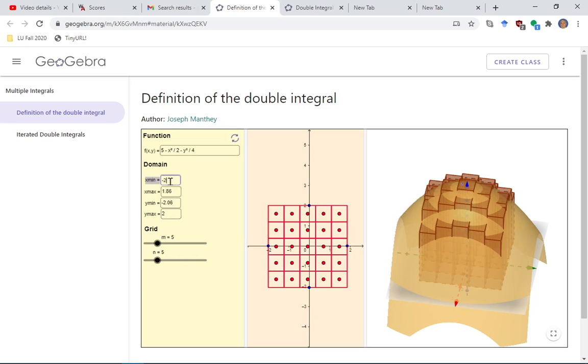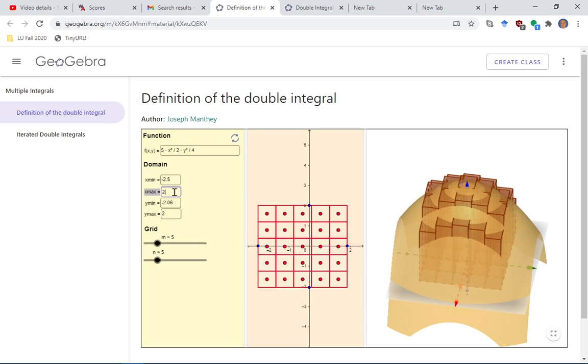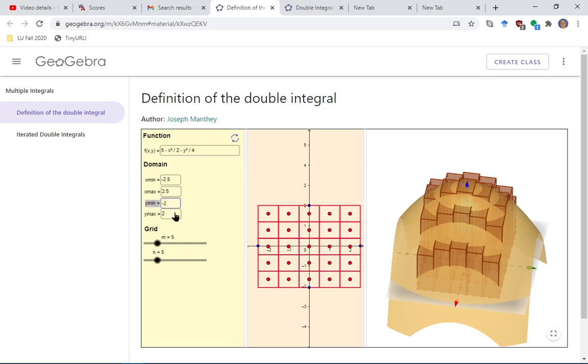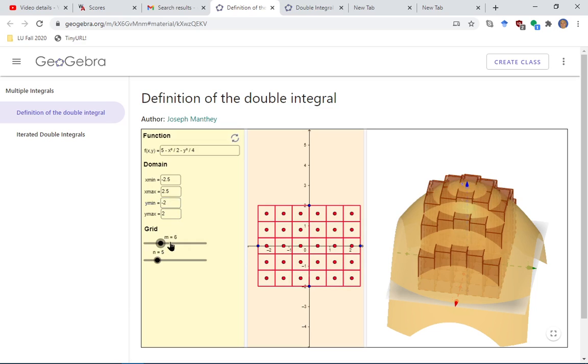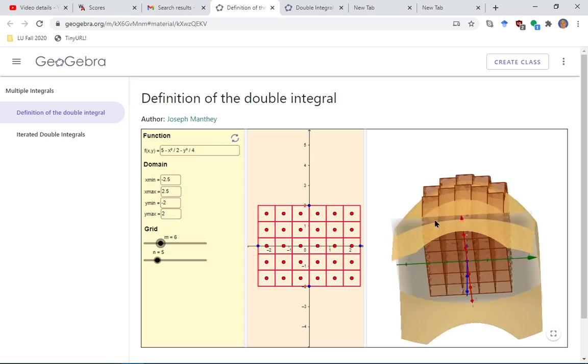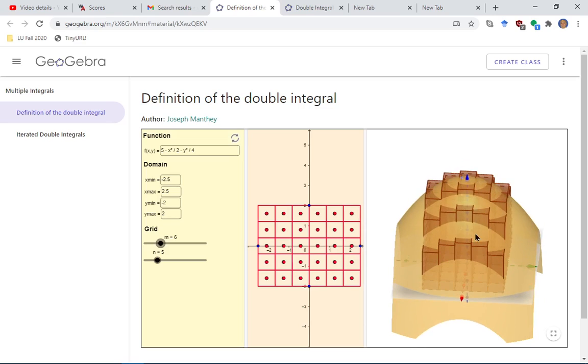For this rectangle you can define where it starts and where it ends, and you can define how many grid points you want in either direction. So for example, if I start from -2.5 and go to +2.5, and say my y minimum starts at -2 and goes to 2, and suppose in the x direction I want 6 cells and in the y direction I want 5 cells, that's how I'm cutting up my rectangle. Of course, this is reflected here.